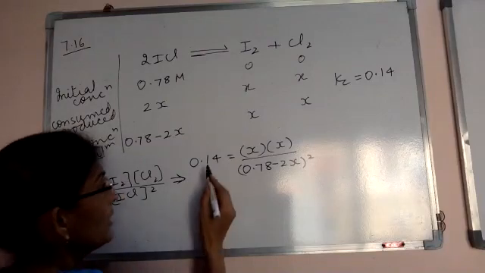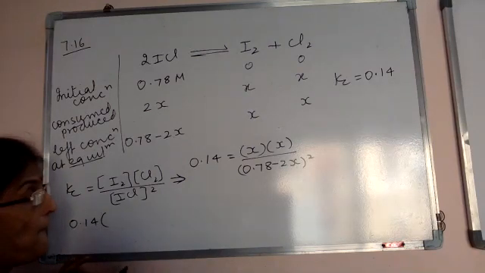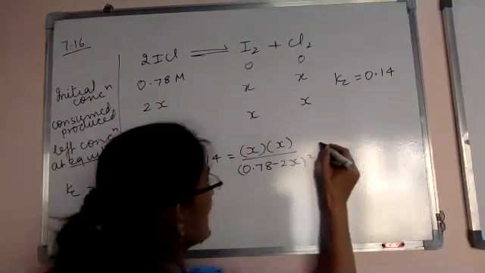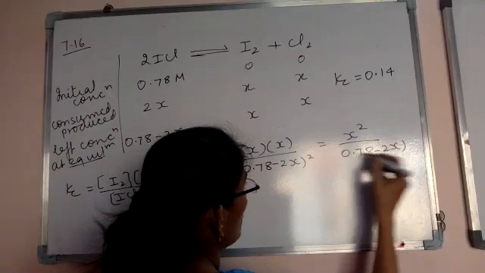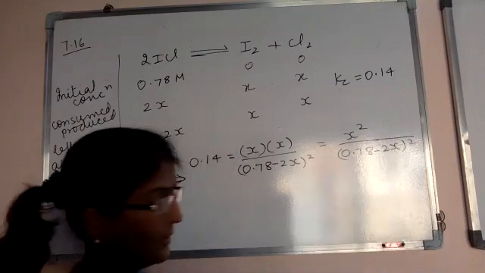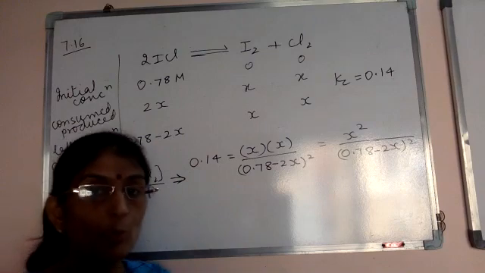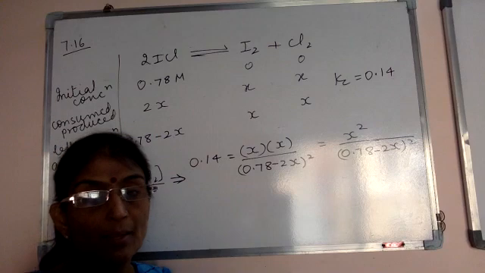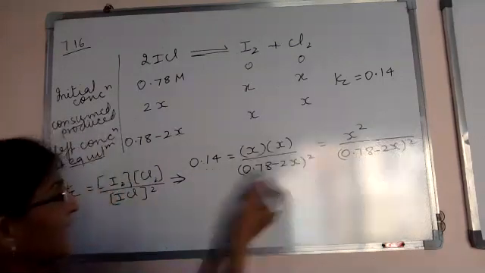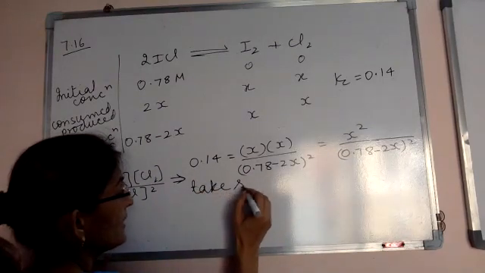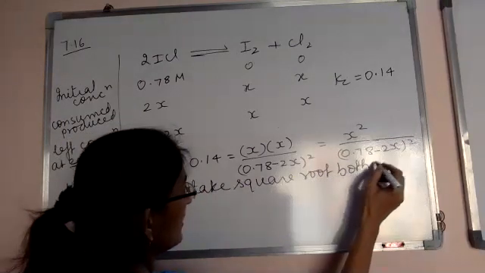This would be 0.14 multiplied by, or we can also do it like this. This can be written as x square over 0.78 minus 2x the whole square. Take square root both the side. If you take square root both the side, it will be easy. It is quadratic, but we can do it like this. Square root both the side.